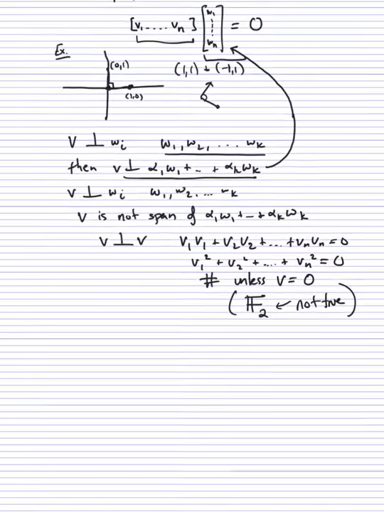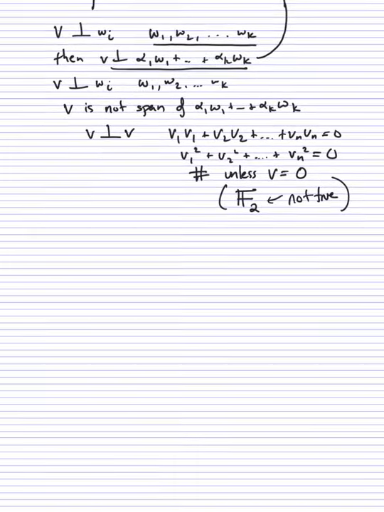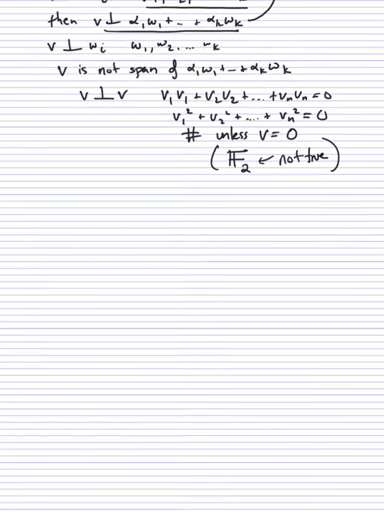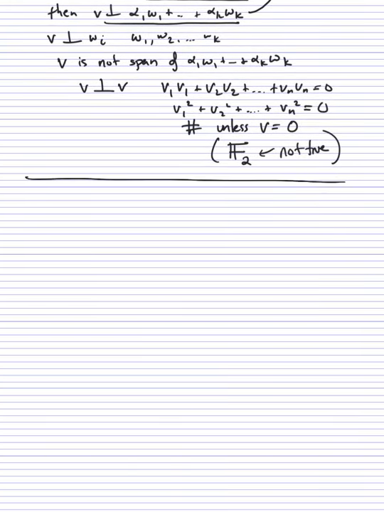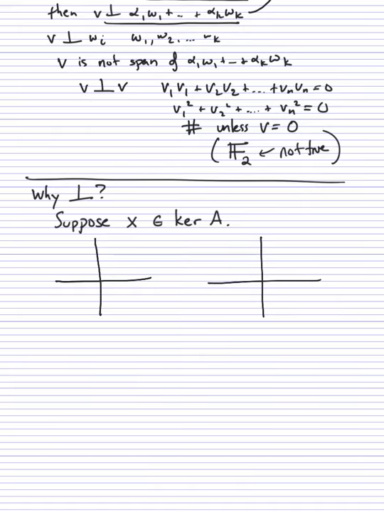Now let me justify why I'm introducing this concept. Why perpendicularity, or why orthogonality? Well, let's suppose X is in the kernel of A. I'll just draw the picture again, maybe 2-dimensional this time. So we have A. Here's our kernel. Here's our element X. And now we'd like to know something about the transpose, what this looks like.